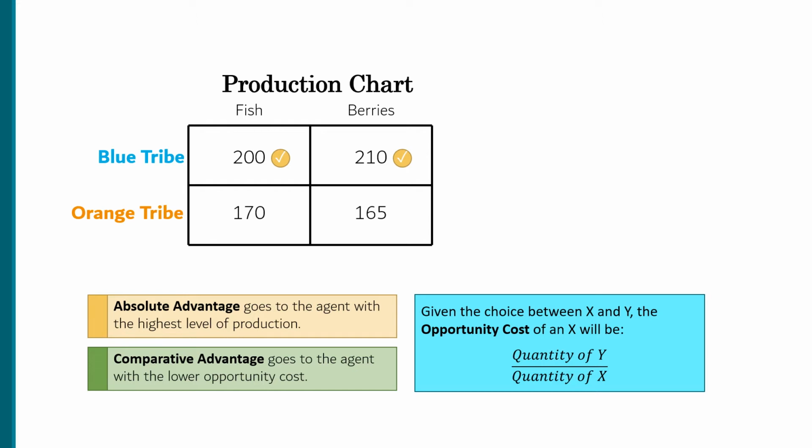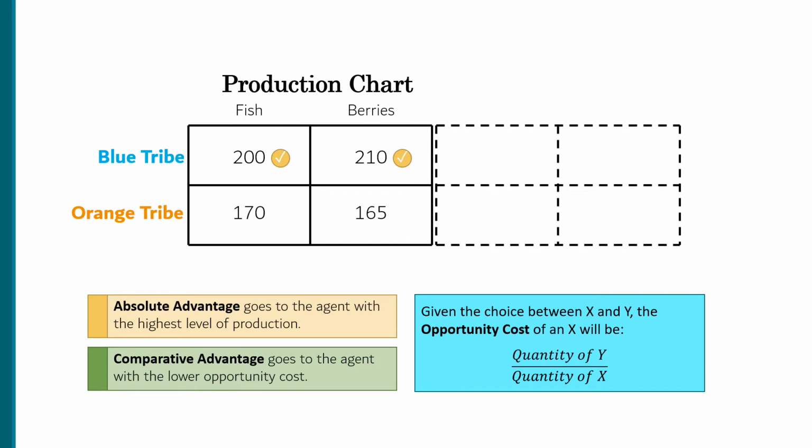Well, presuming that they're operating efficiently on their PPF, it means they will have to give up some berries because they have to shift some of their time and effort from berries to fish. So we can measure the cost of that fish in terms of the berries given up. That is what we call the opportunity cost. If you want to calculate the opportunity cost of X, you take your quantity of Y given up and divide it by the quantity of X gained.